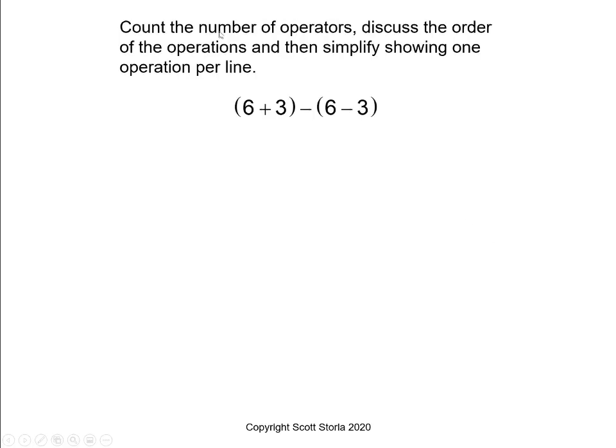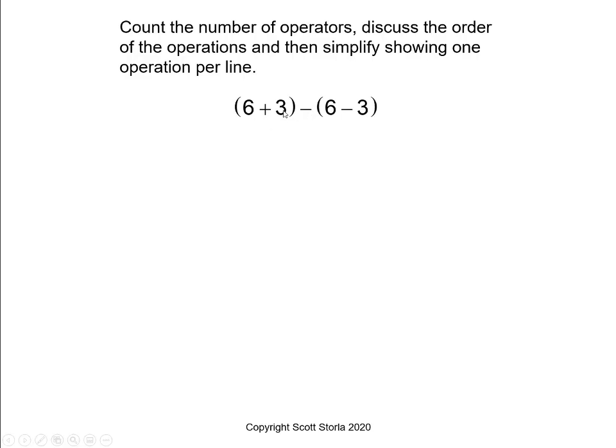Here's an example. If I needed to follow directions, I'd first count the operators. I have an addition, a subtraction, and another subtraction for 3 operators. Since this addition is in parentheses, I'll need to do that first. And since this subtraction is in parentheses, I'll need to do that second. And then I'll perform this third subtraction last.